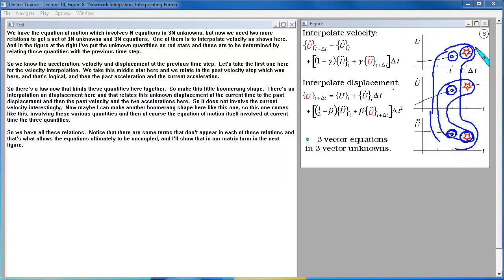And then, of course, the equation of motion itself involved at current time the three quantities. So we have all these relations. Notice that there are some terms that don't appear in each of those relations, and that's what allows the equations ultimately to be uncoupled. And I'll show that in our matrix form in the next figure.